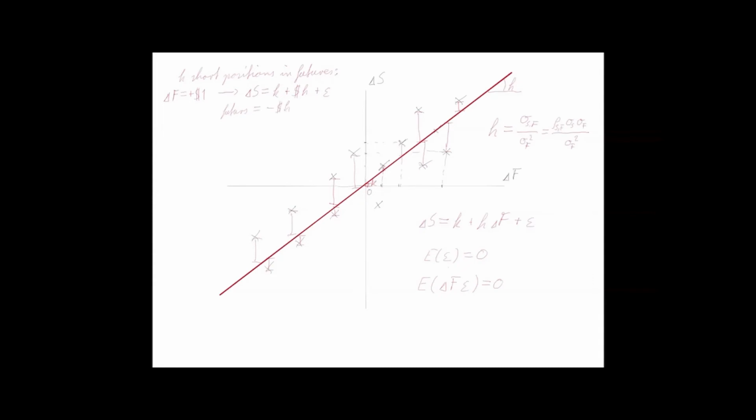On the other hand, if the change in the futures price is minus $1, so it decreases by $1, then the change in the asset price S is going to be K dollars minus H dollars plus that error term epsilon. And my futures position now earns exactly plus H dollars. So combining that asset position with H short positions in the futures will exactly offset that variation in the futures price. So let me write that down more formally.